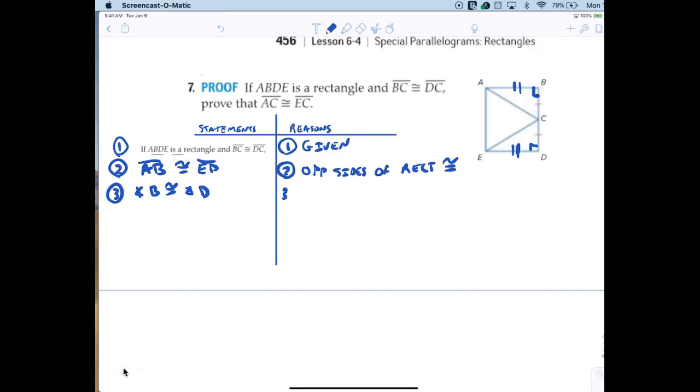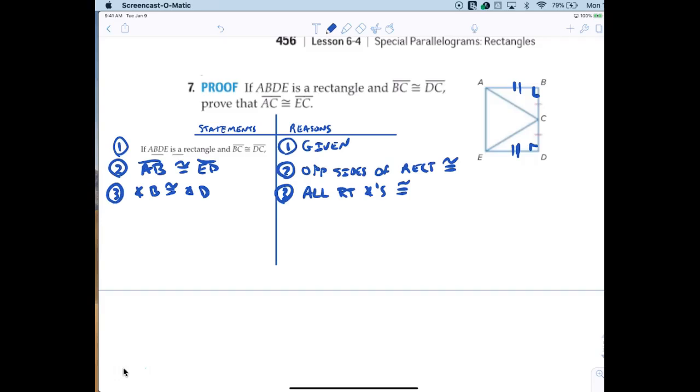Why is that? All angles in a rectangle are congruent. I would accept that. You could also say all right angles are congruent. But do I really care? I don't care. The fact that you know it's a right angle is because it's a rectangle.